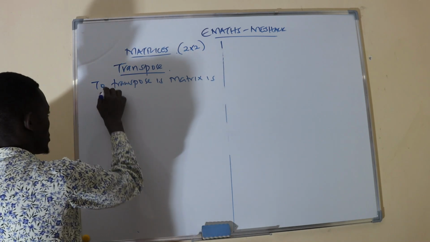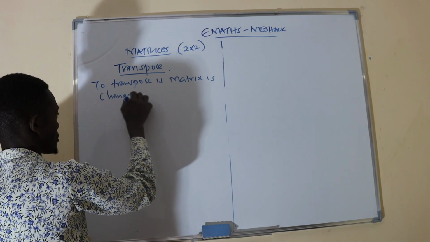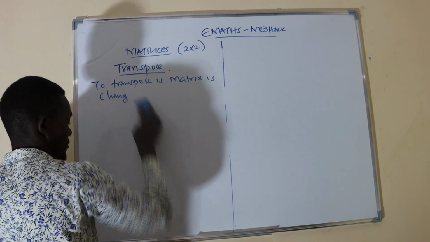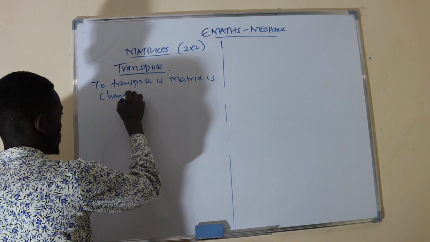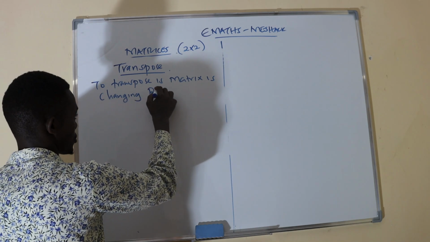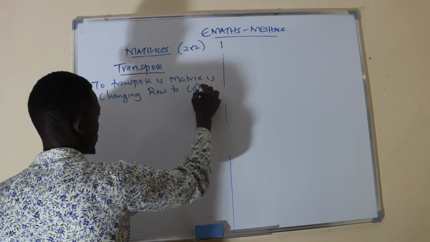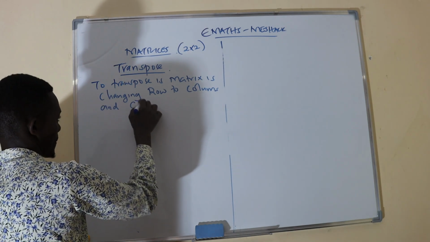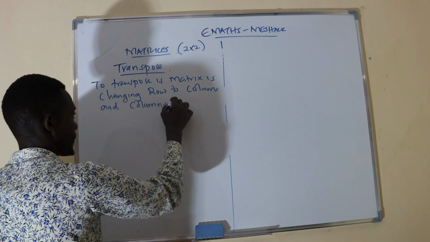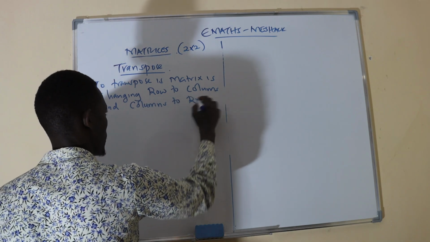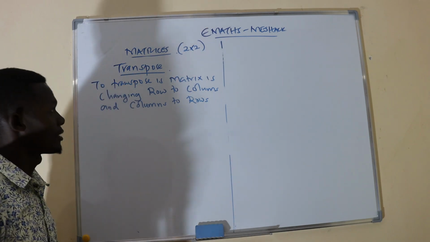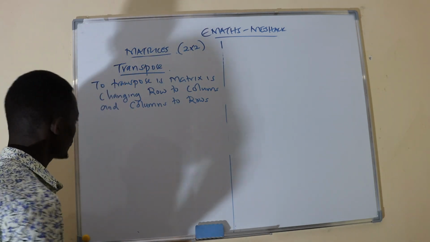is changing rows to be columns, changing rows to columns and columns to rows. So this is very simple. In fact, it's a very simple operation that you can do in matrices.